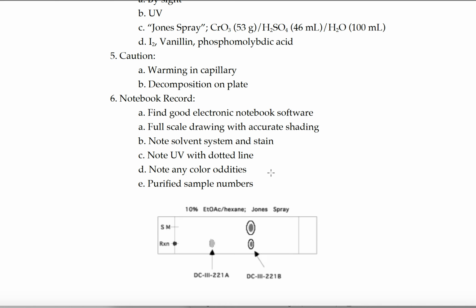Do not, if you're using a hardbound notebook, paste TLC plates in the book. Don't do anything like that. You'll just end up with a bunch of dust in your notebook. People used to do that all the time. It was really stupid.